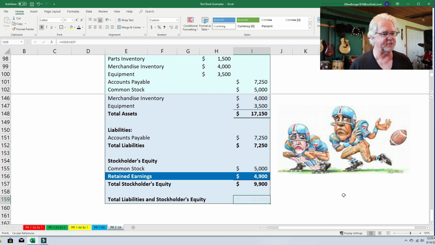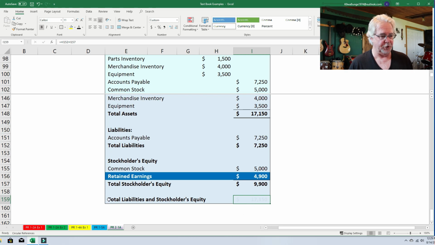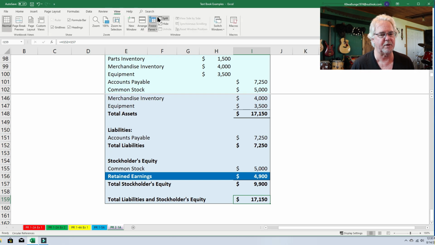So here we go. This is a balance sheet, folks. Total liabilities and stockholders' equity, folks. All it is, here's my total liabilities. Here's my total stockholders' equity. And all I do is add the two together. And I'm going to get rid of the split so it shows up a little bit better. Coming down here to where we're working.